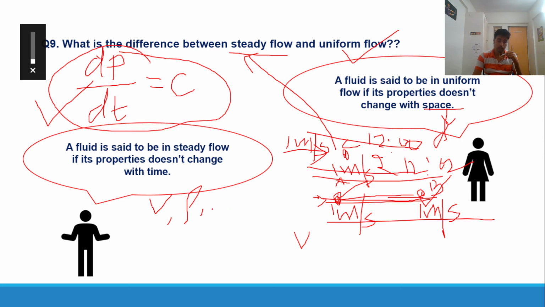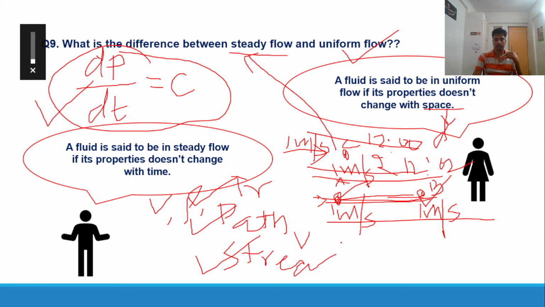There are other concepts here: path line, streamline, trajectory. So I would suggest that you go through these concepts, they are very beautifully explained in the slides. I will suggest all of you to go through these concepts, because these concepts are actually very much utilized for determining the directions of flow and also the velocity of flow, acceleration of flow.